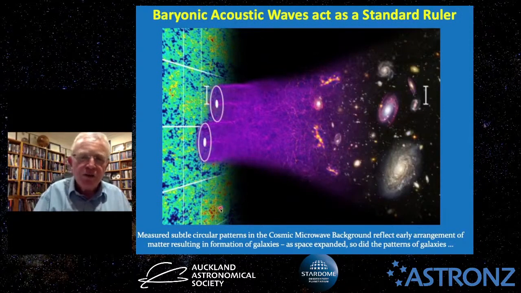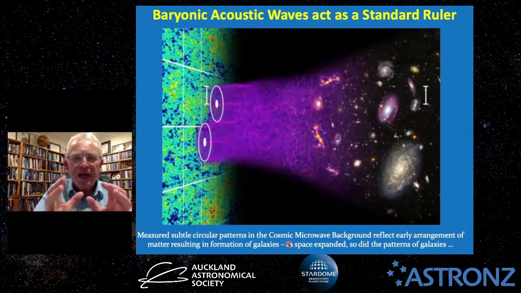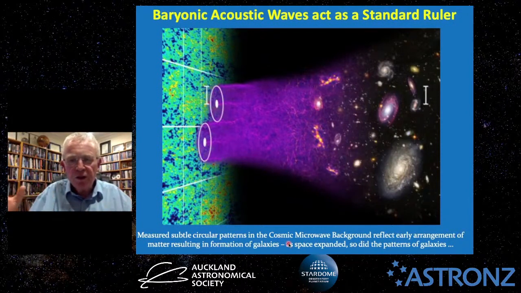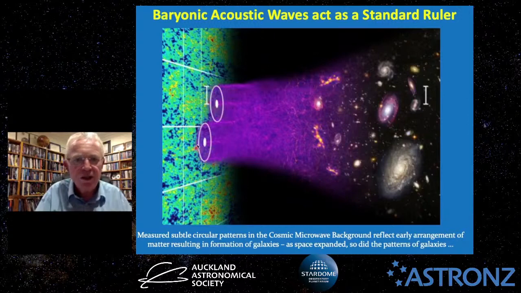And the relevance is that these little circular patterns resulted in the formation of galaxies, so you get patterns of galaxies. And as the universe continued to expand, so did these little circular patterns of the arrangement of galaxies. You can see it here. Here are the little microwave circular patterns, these baryonic acoustic waves. They spread out, and let's go to here.